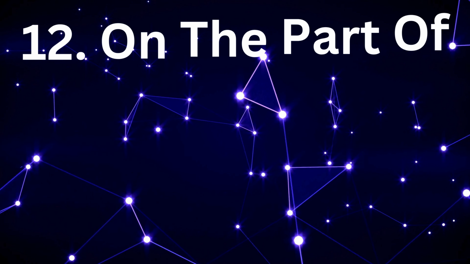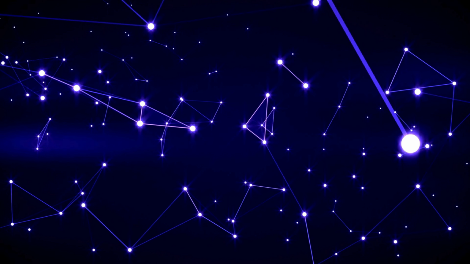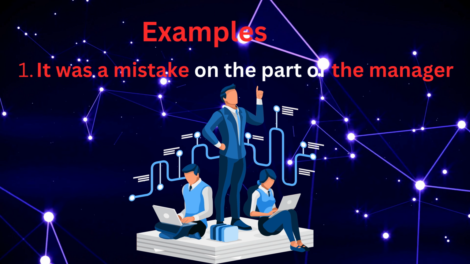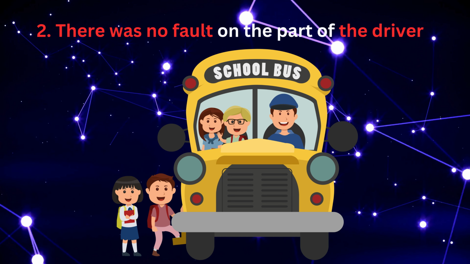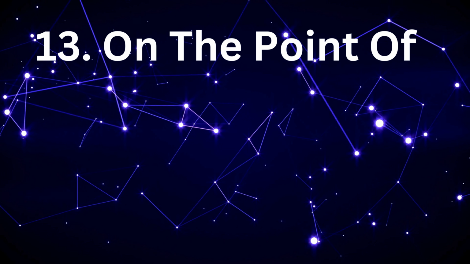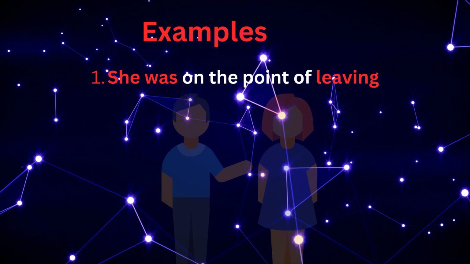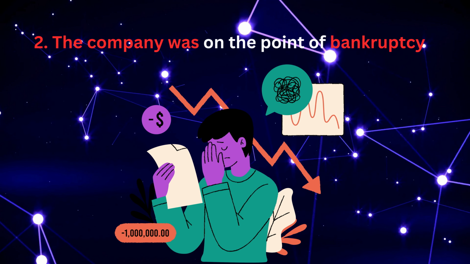On the part of: in reference to someone's action, used to indicate responsibility. Example, it was a mistake on the part of the manager. There was no fault on the part of the driver. On the point of: just about to do something, used for immediate action. Example, she was on the point of leaving. The company was on the point of bankruptcy.